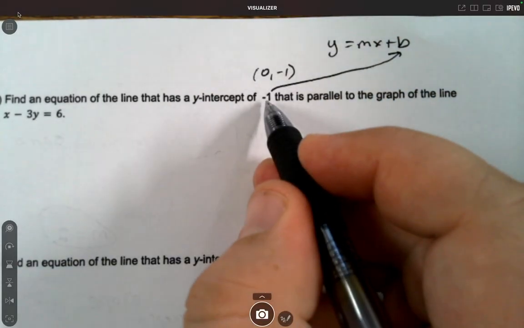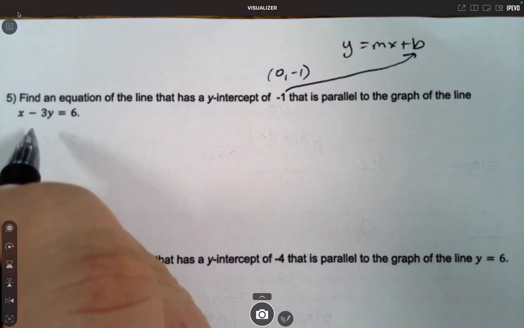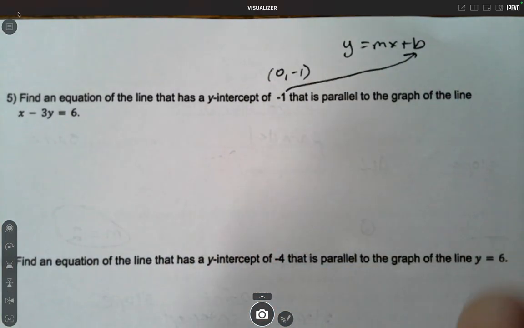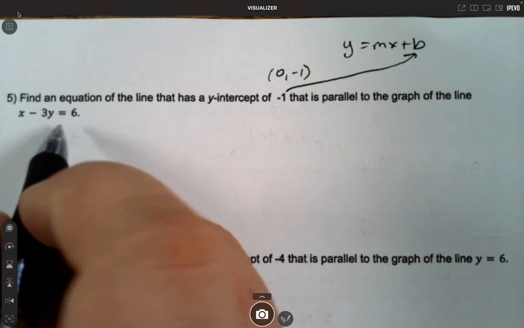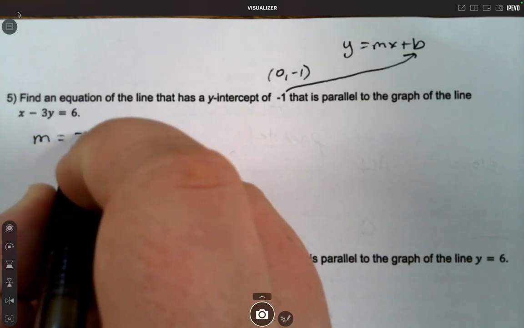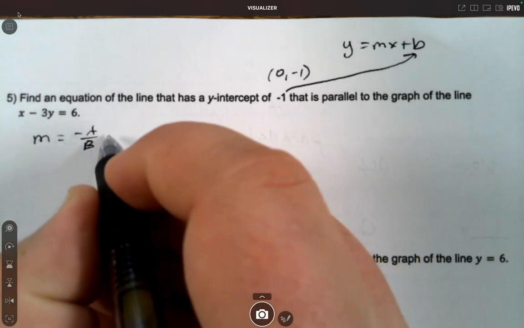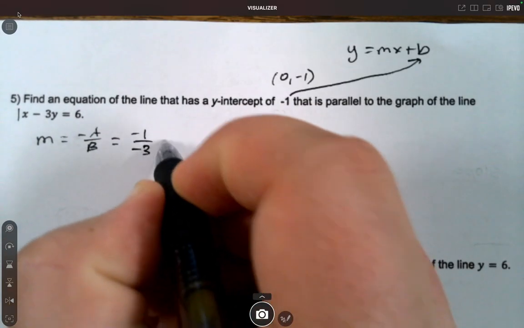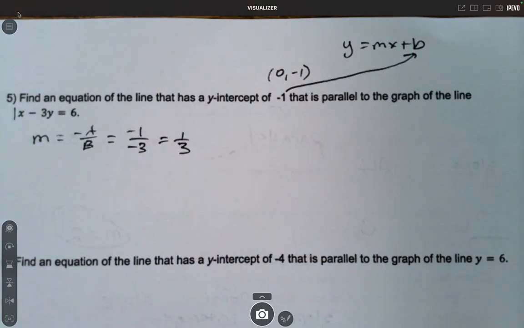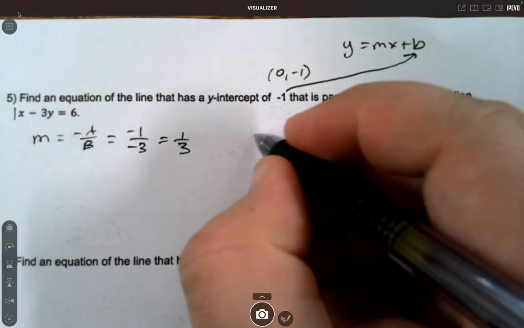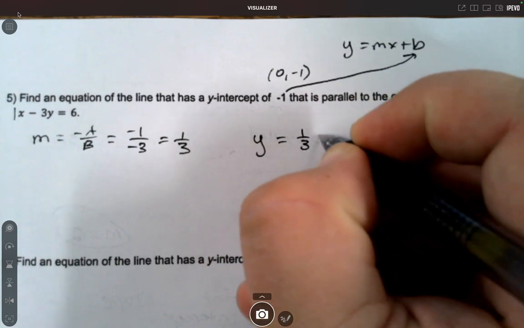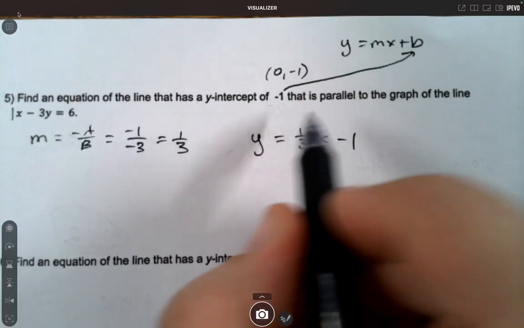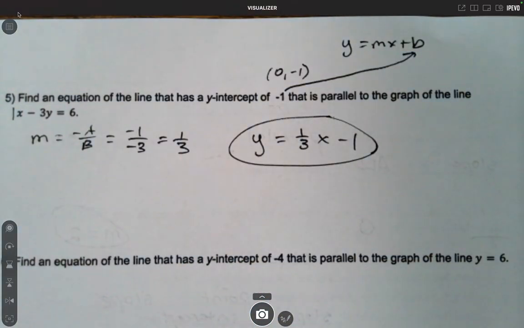So that actually will make this very quick, because once we find the slope of this line, we can just plug in the slope, plug negative 1 in for b, and we're done. So this is in standard form, so we can find the slope by doing negative a over b. The a is 1, so we do negative 1 over negative 3, which makes it 1/3. So our slope is 1/3, so we do y equals 1/3 x. And since they told us the y-intercept, we can just plug that in directly and have our line.